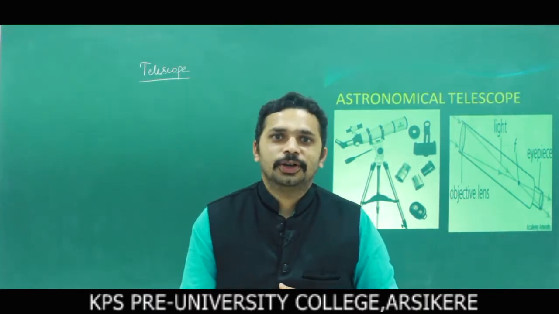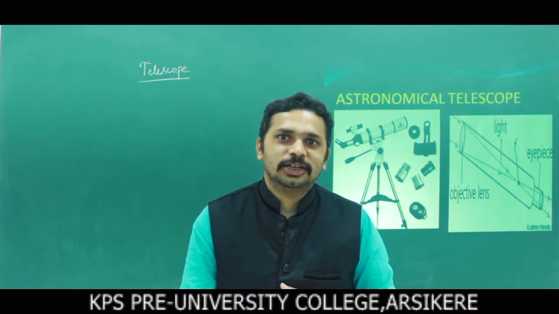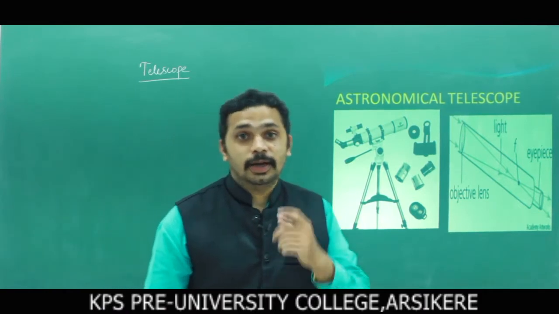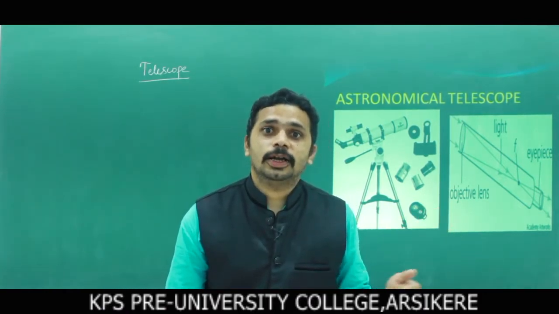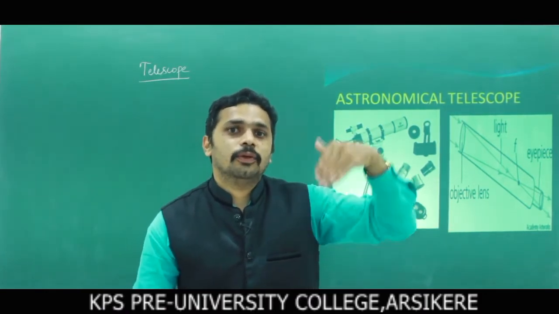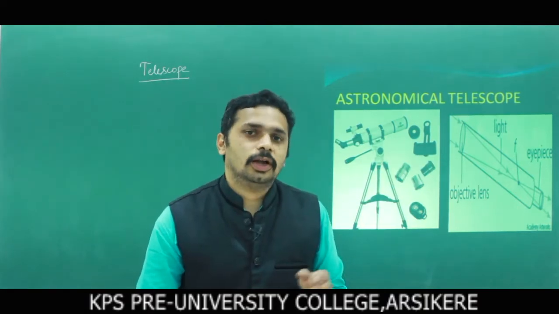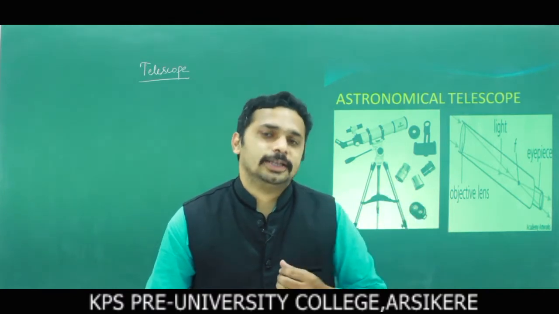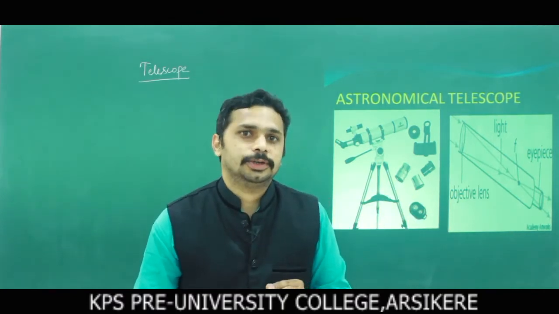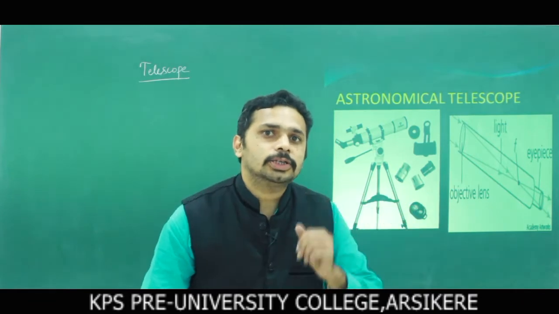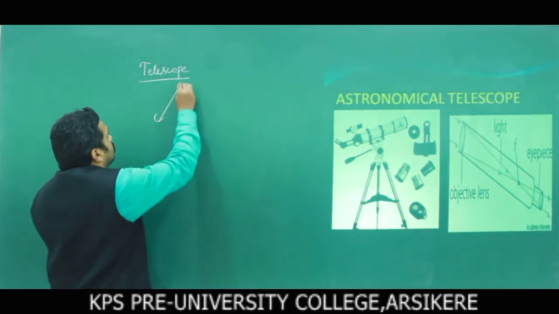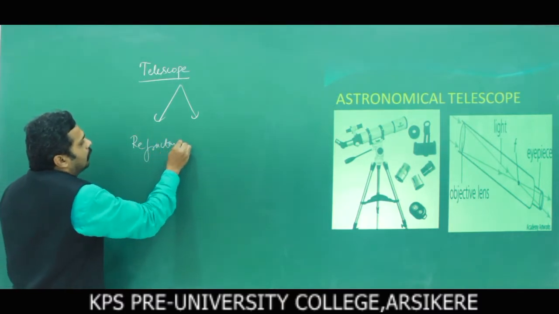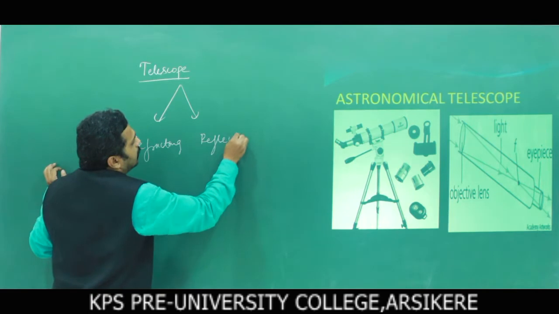Dear students, now we are going to discuss another optical instrument, that is the telescope. A telescope is an optical instrument to see far objects, and it also increases the visualizing angle. It is very, very important. There are two types of telescopes: refracting telescope and reflecting telescope.